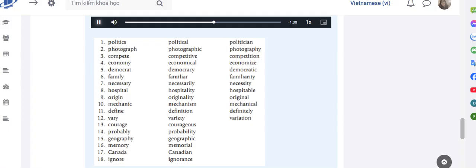Origin, originality, original, mechanic, mechanism, mechanical, define, definition, definitely, vary, variety, variation, courage, courageous, probably, probability, geography, geographic, memory, memorial, Canada, Canadian, ignore, ignorance.